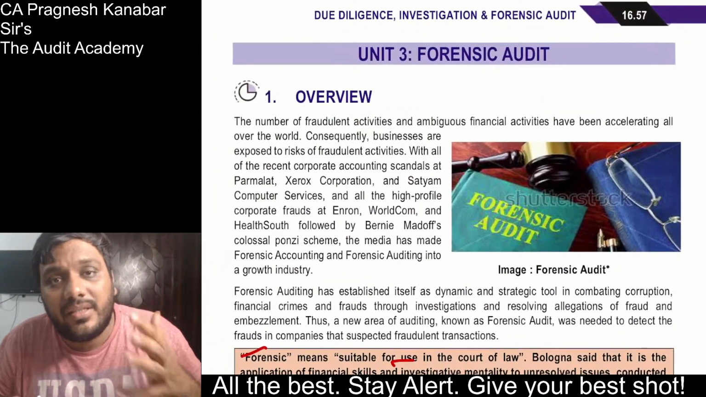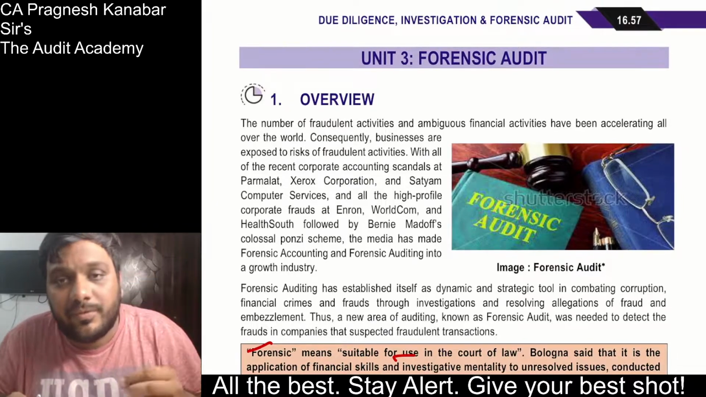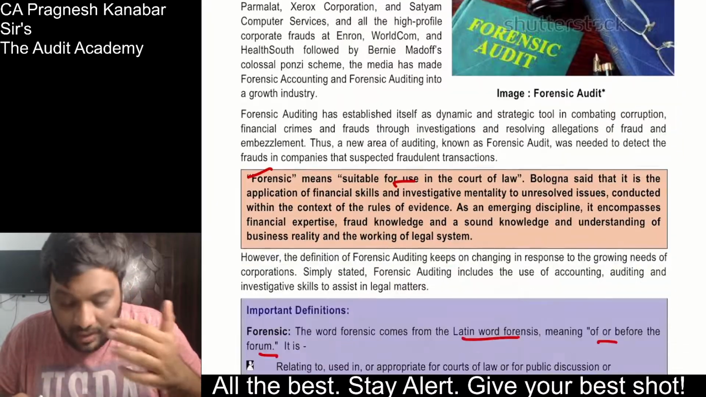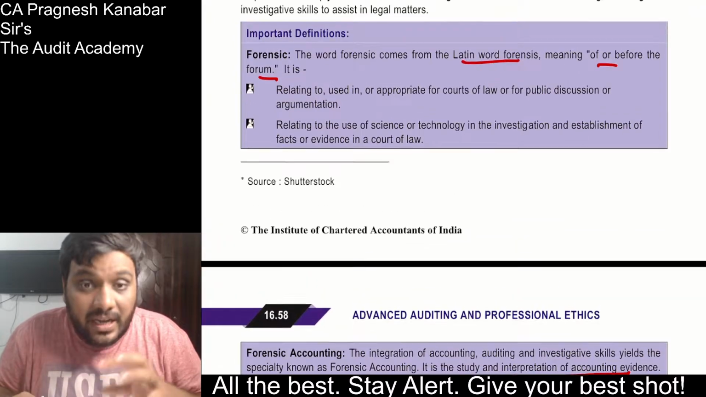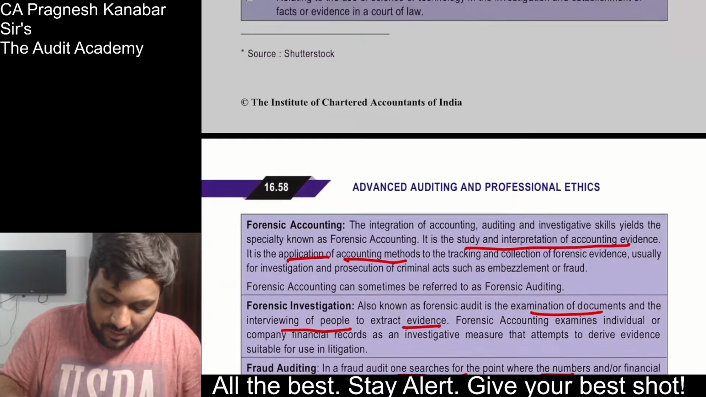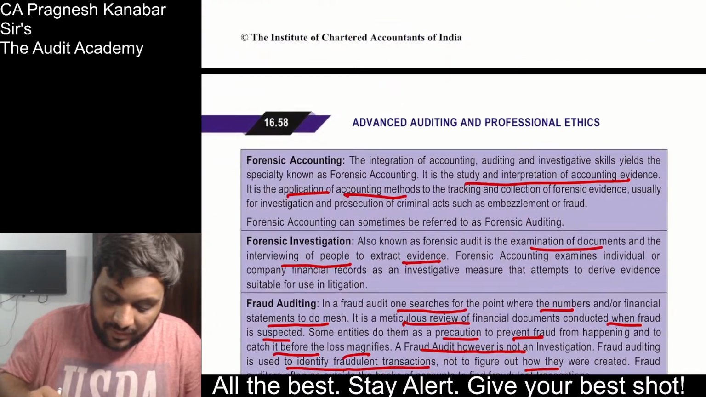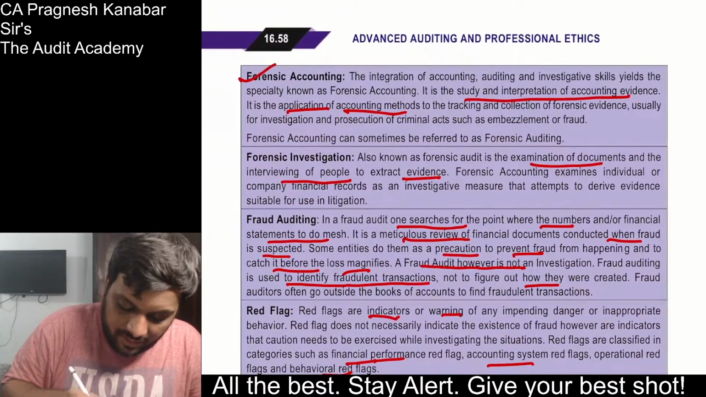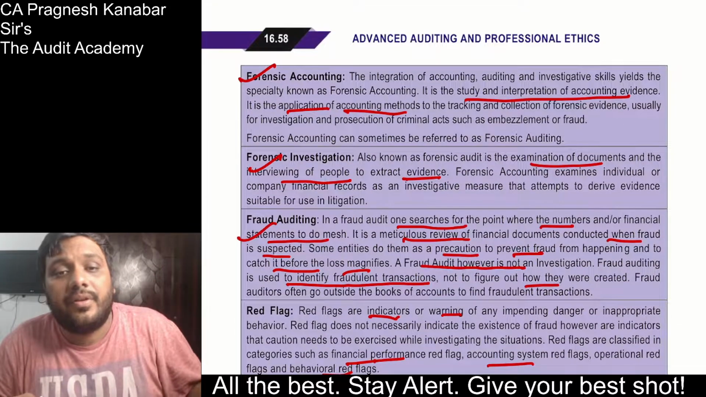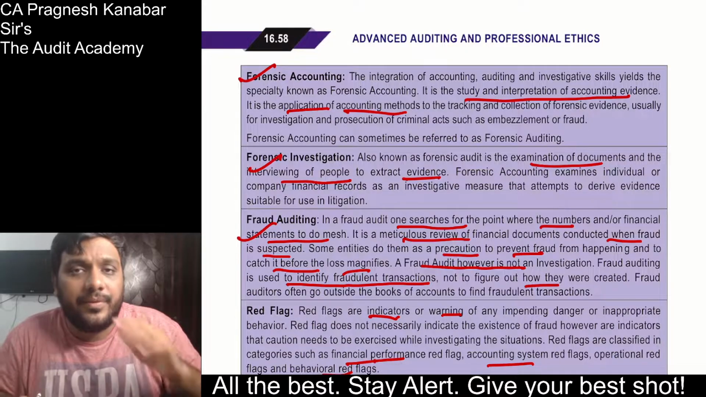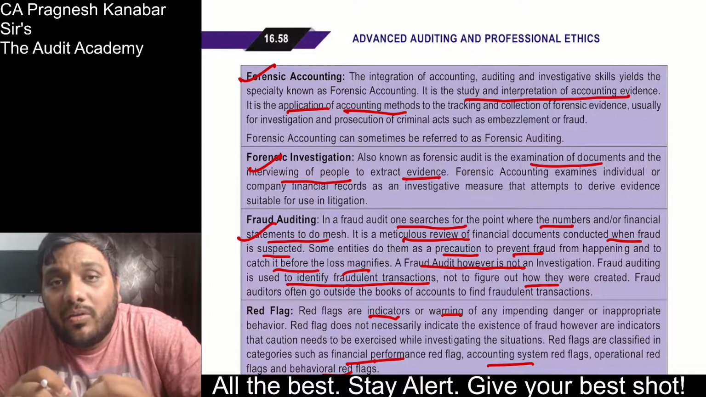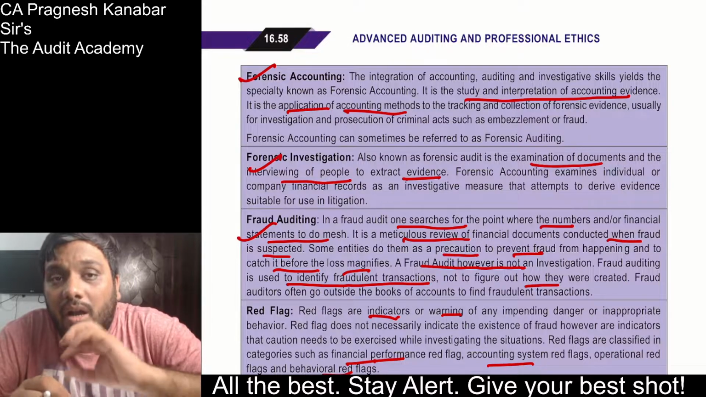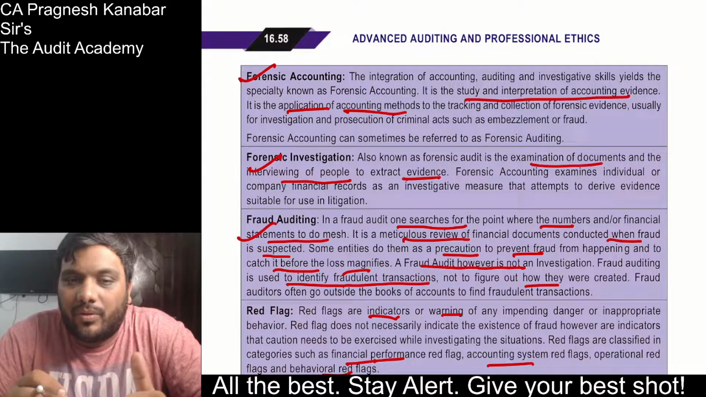It is nothing but an investigation technique, but to specifically find out a fraud. Now they can ask you separate definitions and words. All right, so everyone over here, the difference between forensic accounting, forensic investigation, fraud auditing. What is forensic accounting? When you are going to find out an accounting fraud through accounting evidences, that is forensic accounting.